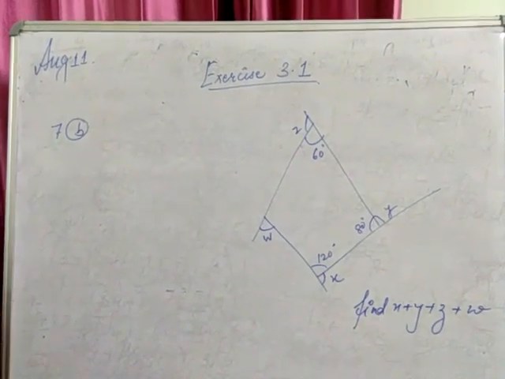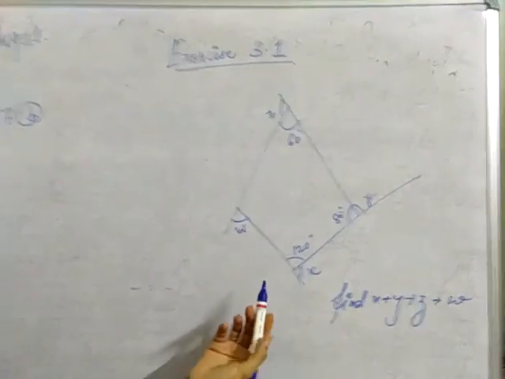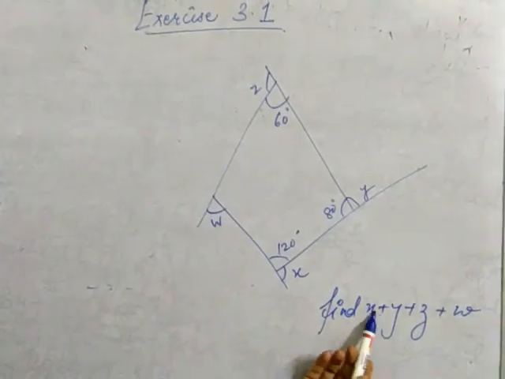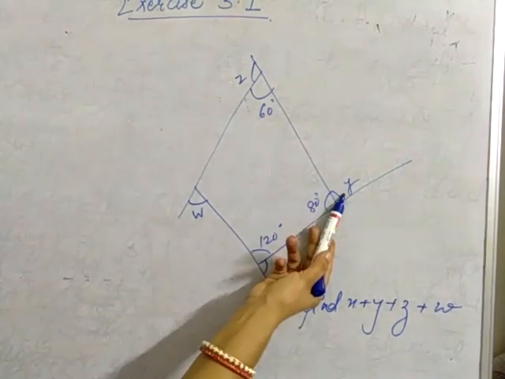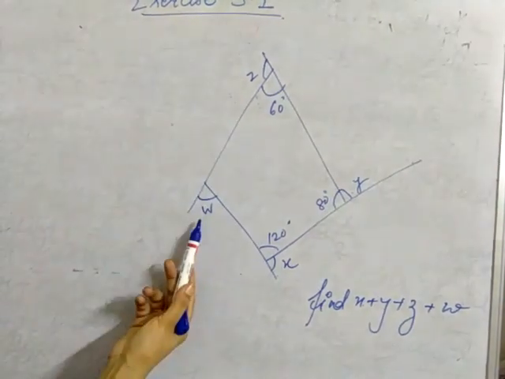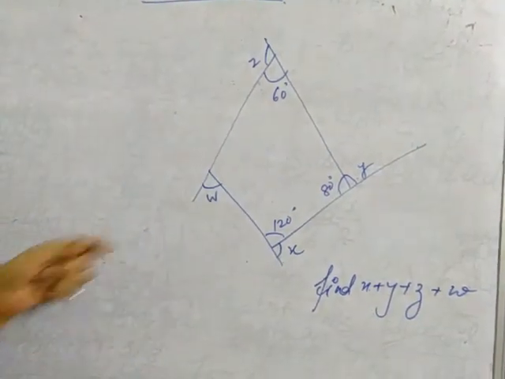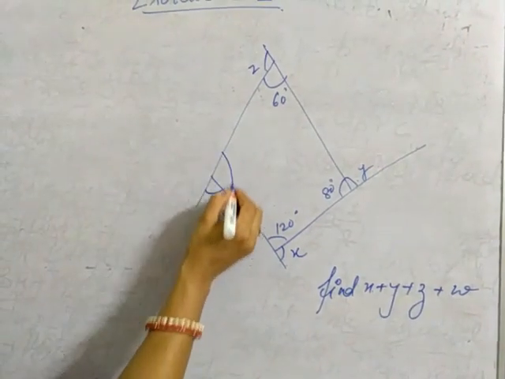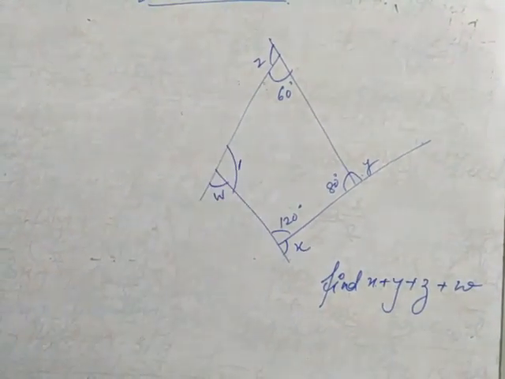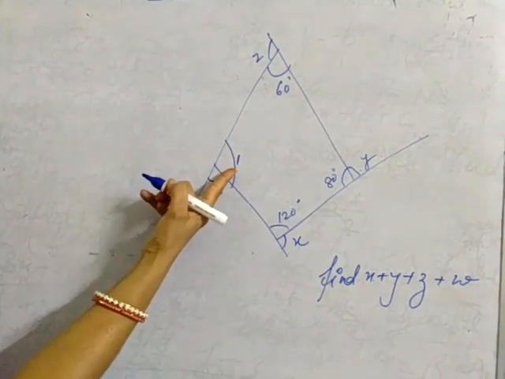Yes beta, the second part, B part, this is the figure given to you and you have to find out x plus y plus z plus w. Now it's exterior, this is also exterior, this is also exterior and this one is also exterior. And 3 interior angles are given to you. So we need to calculate this fourth interior angle by ASP of quadrilateral. Let this be angle 1.